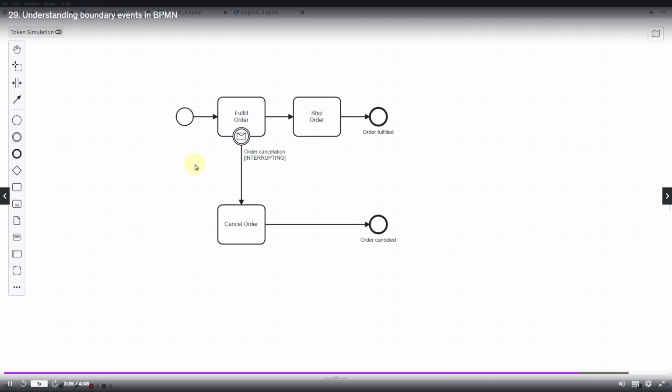They help to keep the process flow clear and flexible by providing alternative or additional paths in case of unexpected events. Boundary events are therefore an essential tool in BPMN for designing complex and realistic business processes that are able to react efficiently to a variety of scenarios.